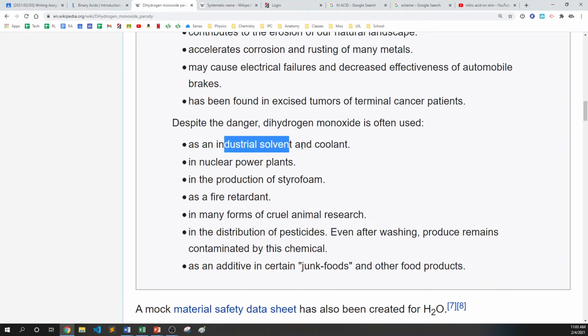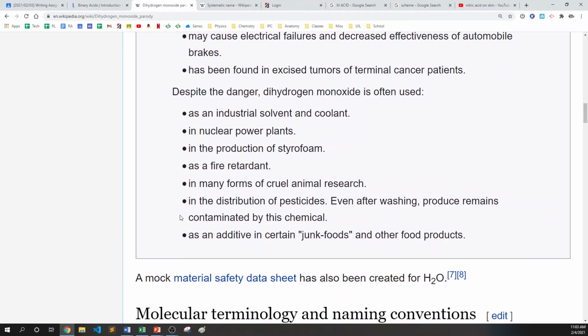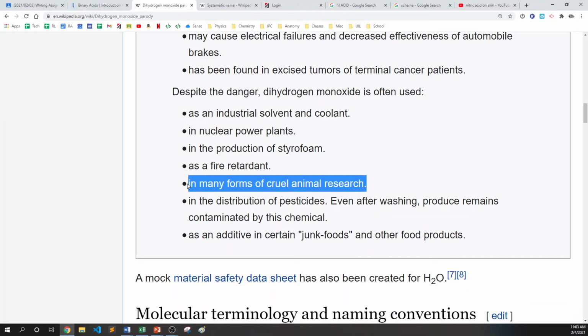It's used as an industrial solvent. Water is known as the universal solvent. And coolant used in nuclear power plants, in the production of styrofoam, as a fire retardant. Yes, it can be used to put out fires. It has been used in cruel animal research. They gave their animals water to live.